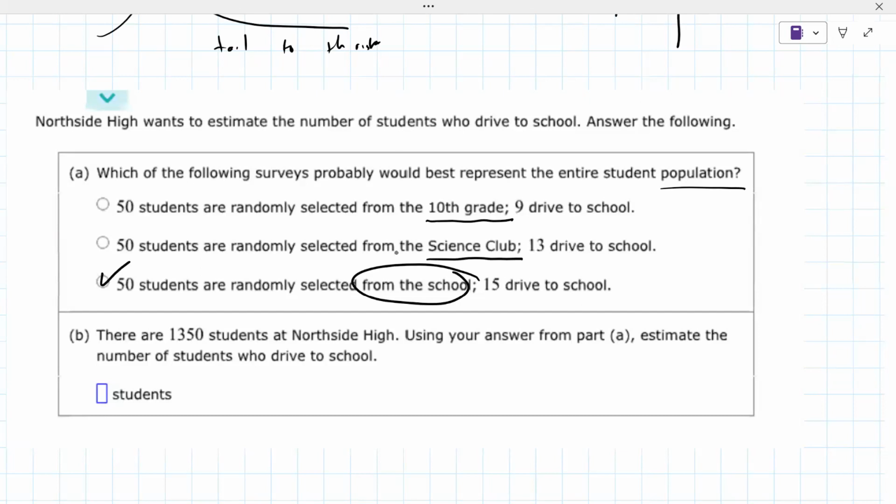That's good. There are 1,350 students. Using your answer from part A, estimate the number of students who drive to school. So we know that there's 15 out of 50 that drive. And so we want to get to 1350.